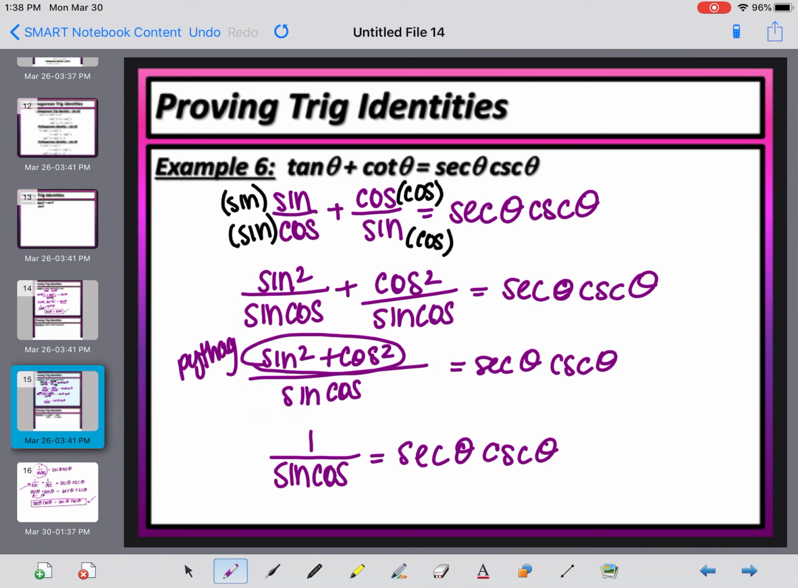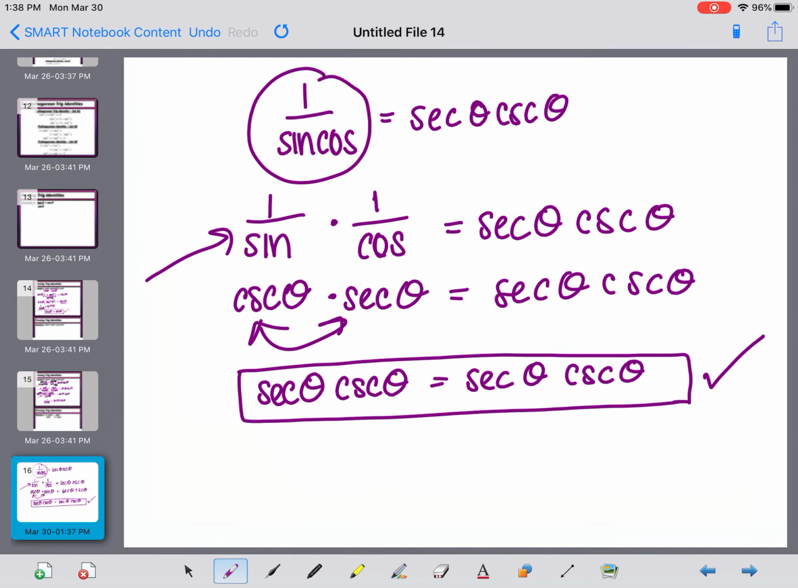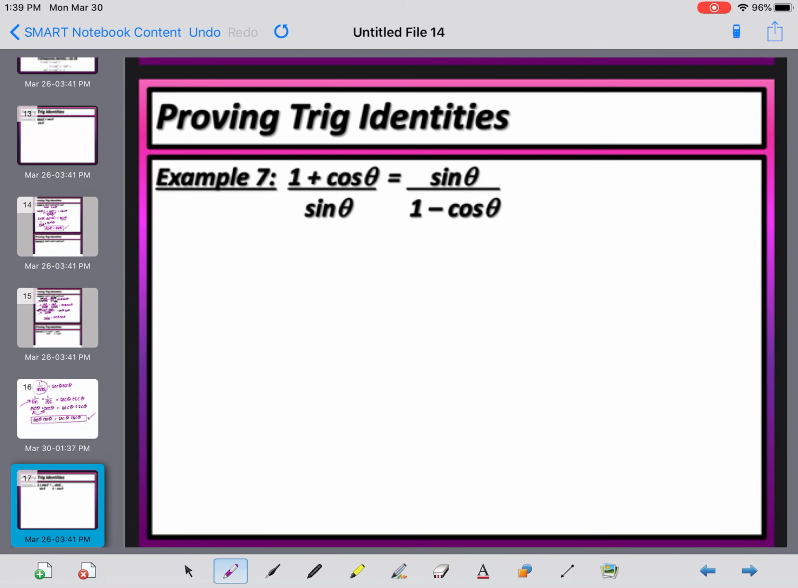Okay, now it's very important to show every single step in your work that I showed in this problem. So showing the common denominator, multiplying them together, putting the fraction together. Do not skip steps in your work. Remember, the work is what's being graded because we already know what the answer is supposed to be. It's supposed to be secant cosecant.